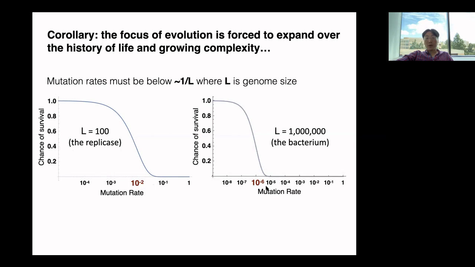And likewise for a bacterium that has a much larger genome, you get a transition to no survival around 10 to the minus 6. And so what you'll appreciate is that this kind of fall off in the ability to create viable offspring occurs around 1 over L, okay, on order 1 over L, where L is genome size.